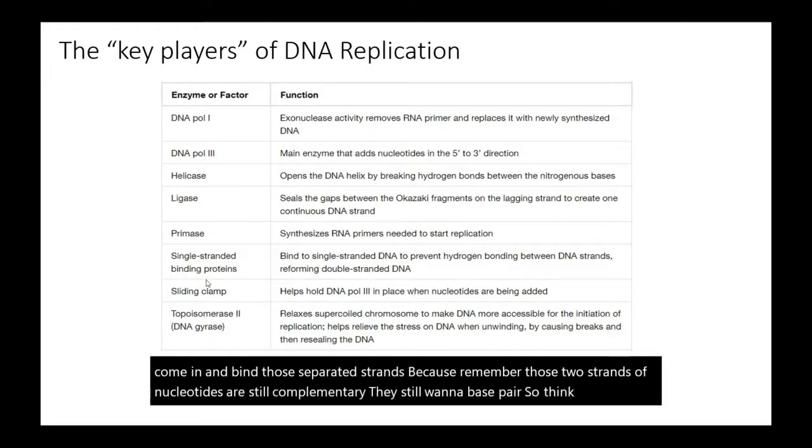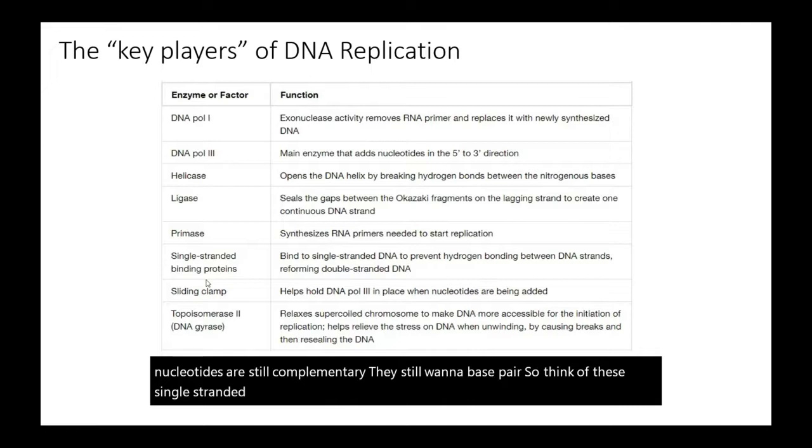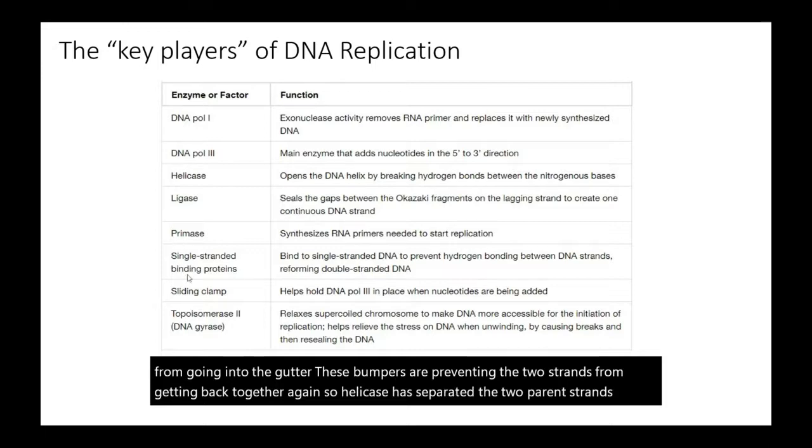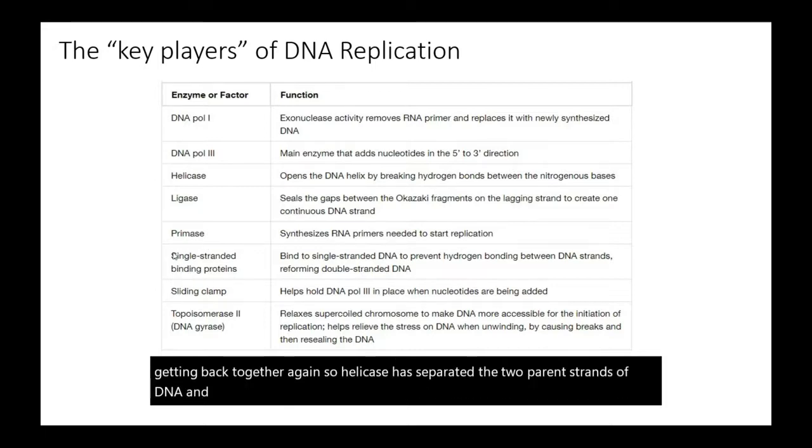So think of these single-stranded binding proteins as like bumpers. If you go bowling, the bumpers prevent the ball from going into the gutter. Well, these bumpers are preventing the two strands from getting back together again, okay? So helicase has separated the two parent strands of DNA, and the single-stranded binding proteins then come in, latch onto the single strands, and prevent them from getting back together.